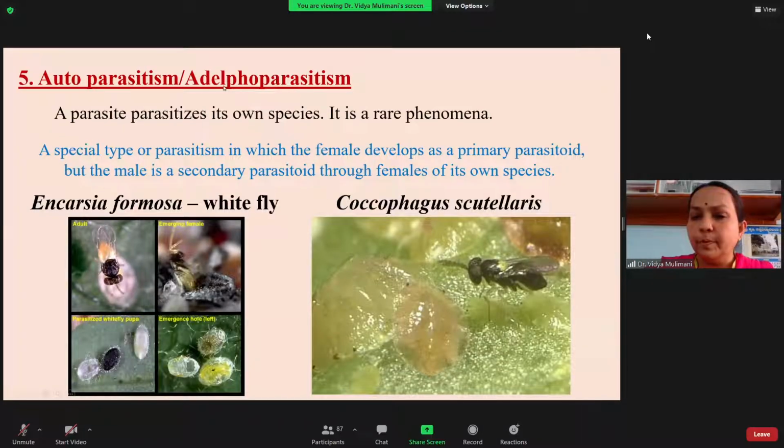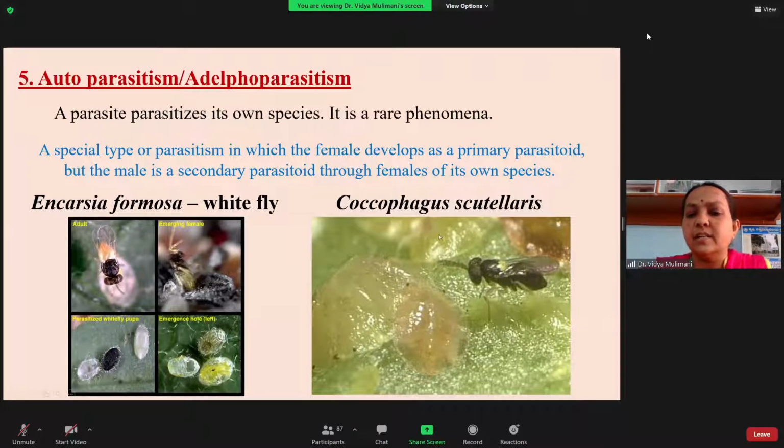Next you have autoparasitism, also called adelphoparasitism. So what is this autoparasitism or adelphoparasitism? Here you can see a female spends her life cycle in a different way. A parasite parasitizes its own species. Before going directly into the definition, I will give an example. One example I am taking is Encarsia formosa, which is a parasite on whitefly nymphs.